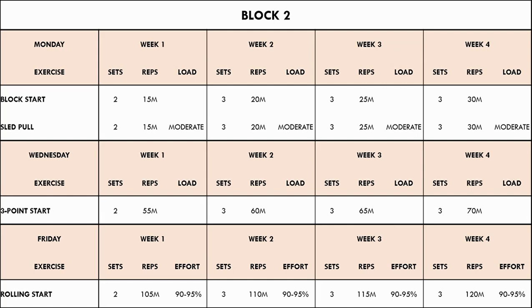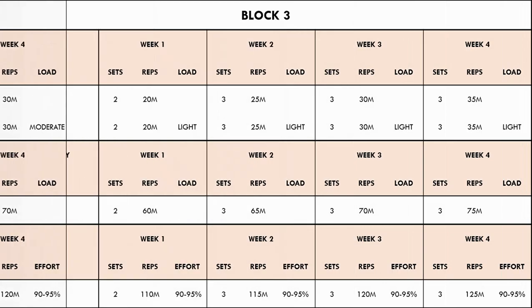block is finished. Monday uses distances of 15 to 30 meters, Wednesday uses distances of 55 to 70 meters, and Friday uses distances of 105 to 120 meters. The level of effort is still maximal for the acceleration and max velocity days, and 90 to 95% effort for the speed endurance day. The load for the sled pulls has also decreased to a moderate load, which will allow slightly faster speeds to be reached. And once again, the first week acts as an unloading week, allowing fatigue to dissipate from the previous block of training.